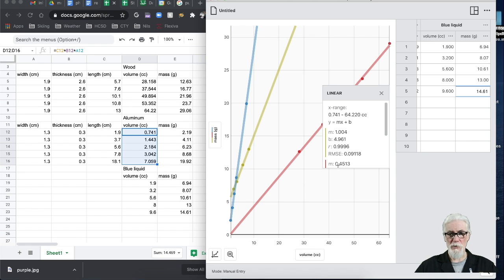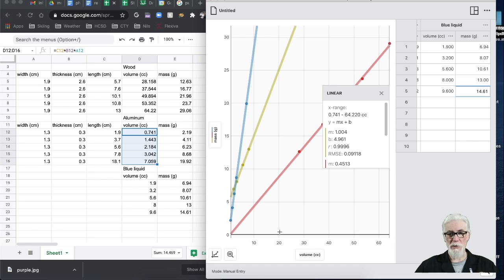We notice if we sort of trace where the blue and red lines are going to, that they seem to cross the horizontal axis at about the 0 mark. But the blue liquid line doesn't. It crosses at about the 7 grams maybe mark. And there's a reason for that.